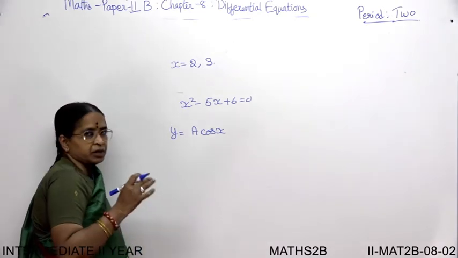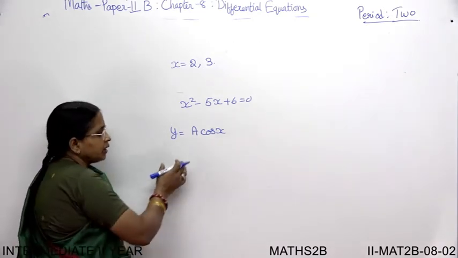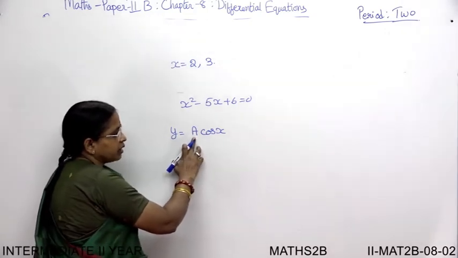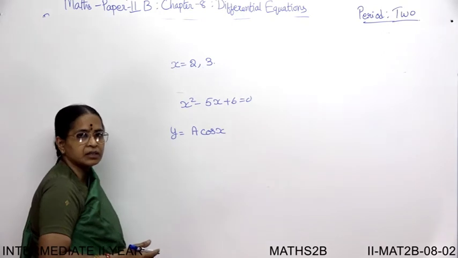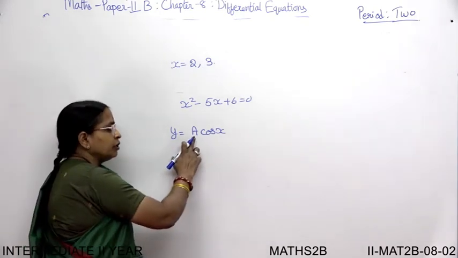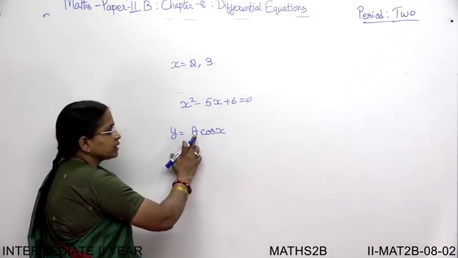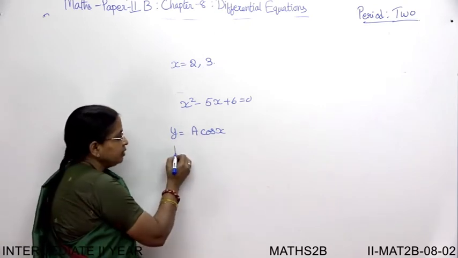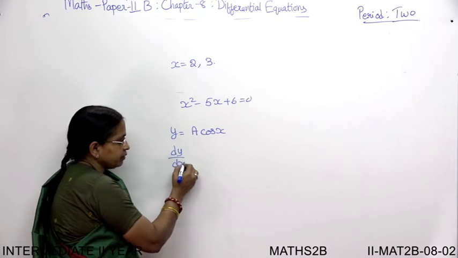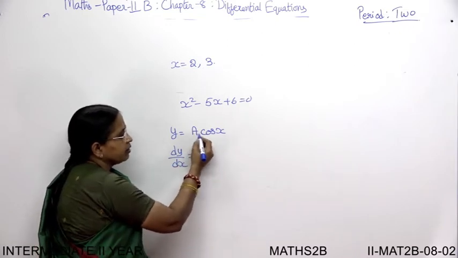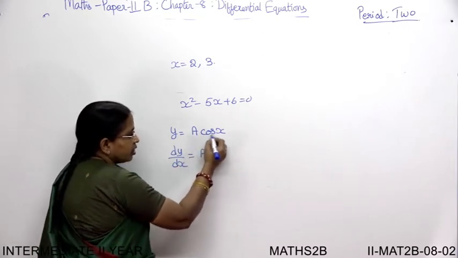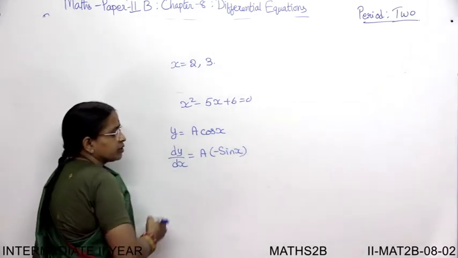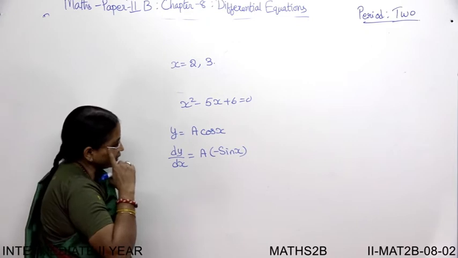So there is a particular rule or procedure. It is like this. In the solution, you must see how many arbitrary constants or parameters are there. Here you have only one parameter. So you must differentiate this equation only once. So differentiating with respect to x, dy by dx is equal to the derivative of cos x. Derivative of cos x is minus sin x. So like this we'll do.